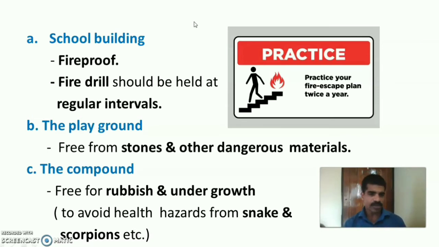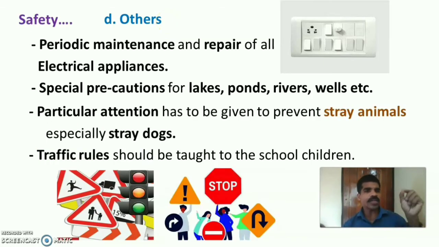Then about the playground. Playground should be free from stones and other dangerous materials. Then regarding the compound of the school, it should be free from rubbish and undergrowth to avoid the health hazards from snakes, scorpions, etc. Then others. There should be periodic maintenance and repair of all electrical appliances in the school. Then special precautions for lakes, ponds, rivers, wells, etc. have to be taken. Then particular attention should be given to prevent stray animals, especially stray dogs, entering into the school compound. Then traffic rules should be taught to the students to prevent road accidents.